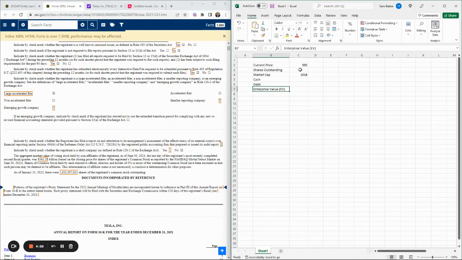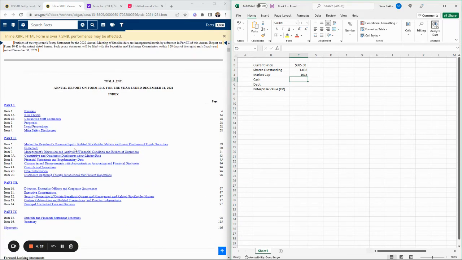Excellent. I'll go back over to shares outstanding. And again, remember, I'm doing this in billions, except for the current price, which is 985. Let me just delineate it like this so we don't get confused. Okay, shares outstanding. So I have 1.033 billion.